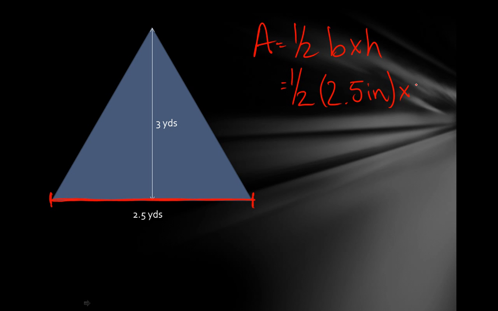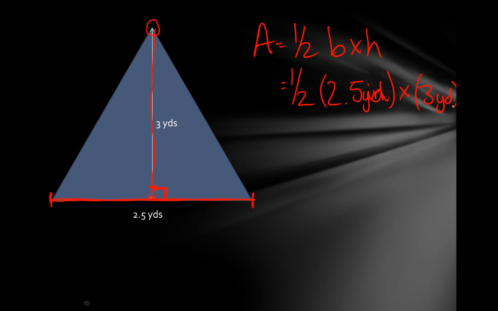We're going to multiply that by our height. Our height goes from the top of the triangle all the way down to the base, like this arrow shows. And we have to do that so it's a right angle. Alright? In this case, we do have a right angle here. So, oh, and this is yards, not feet. So we'll make sure we write down yards. And then we'll write down our height as 3 yards.